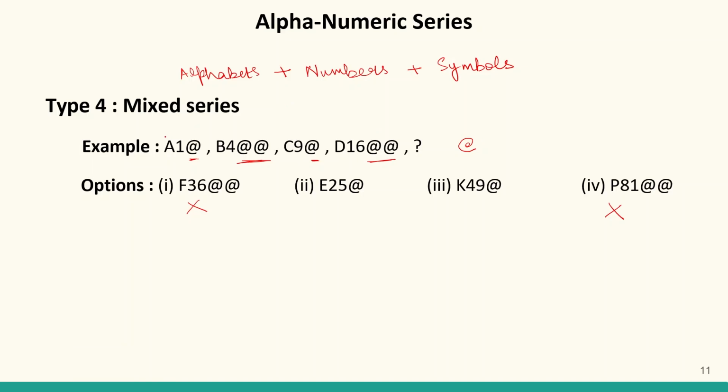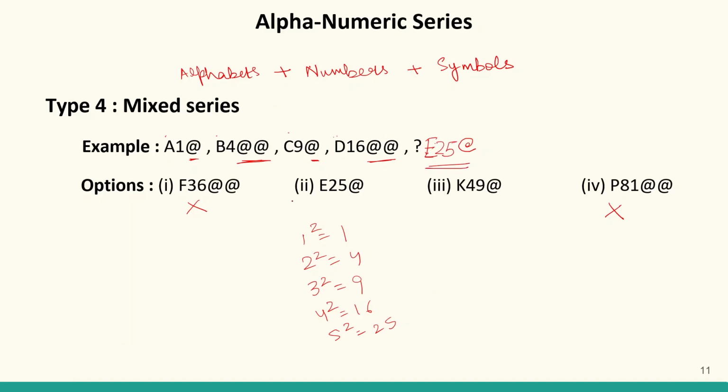Now we have A, then B, then C, then D. So simply this is a normal alphabetical order. So E will be the next alphabet. Now numbers are following a pattern of squares again. 1 square is 1, 2 square is 4, 3 square is 9, 4 square is 16, so 5 square is 25. 25 and only one symbol.